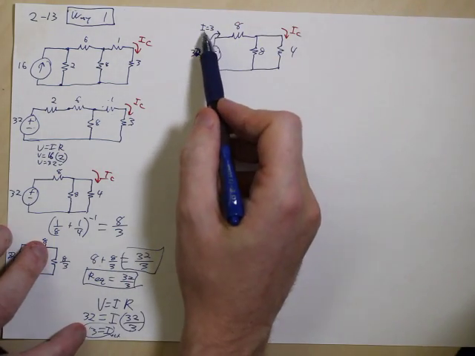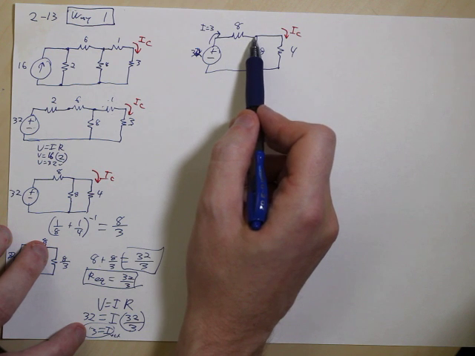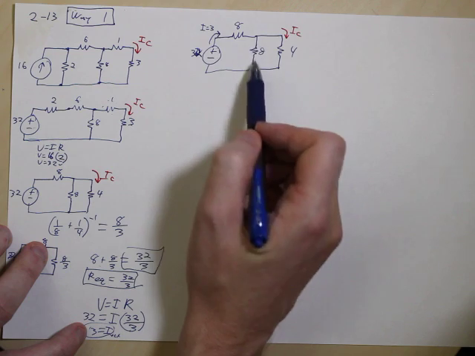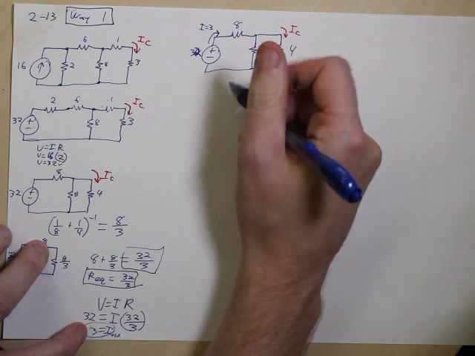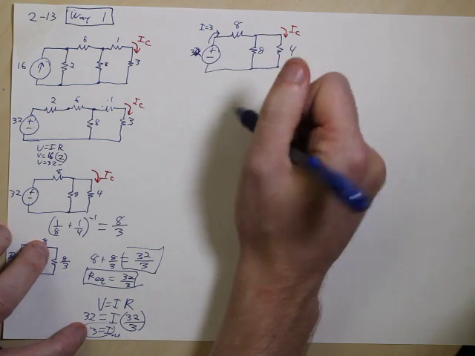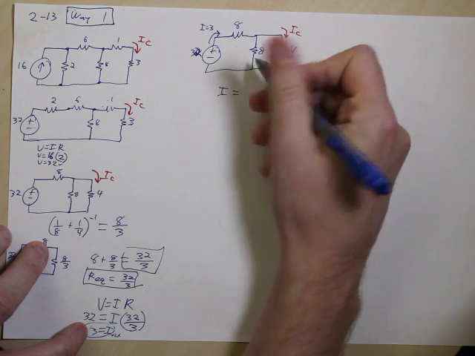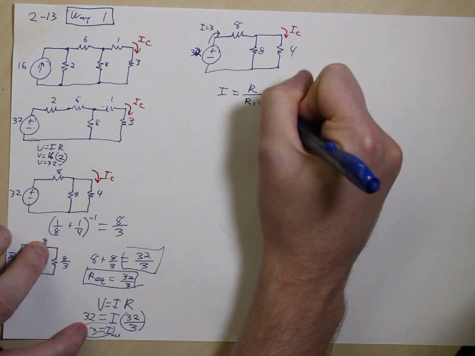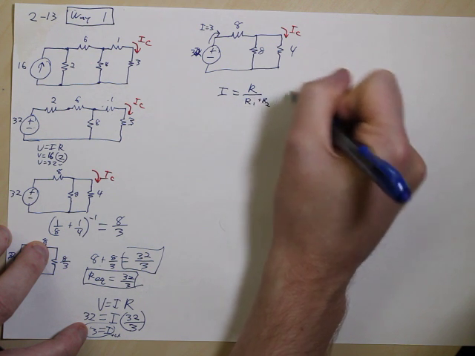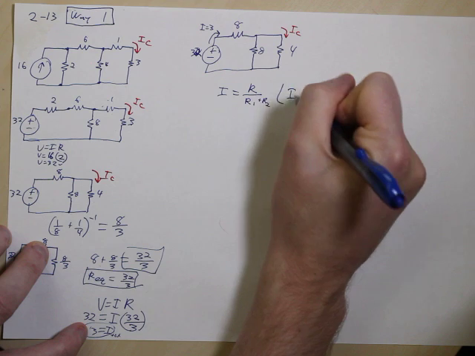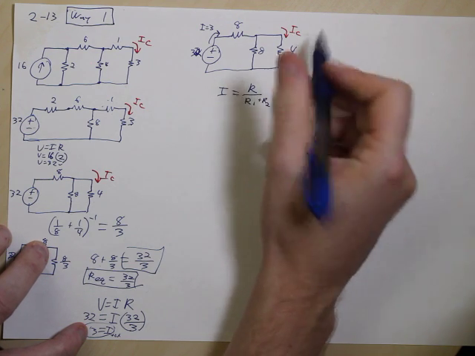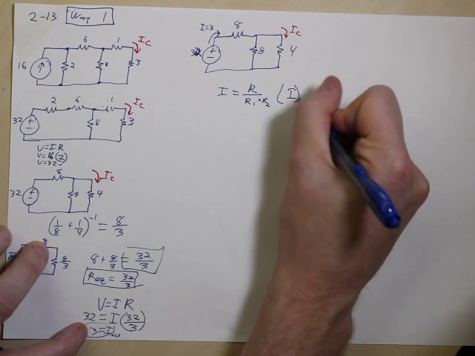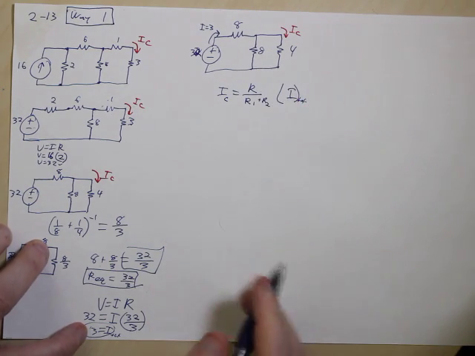So if we have 3 amps of current coming in here, what's happening? It's getting divided. How is it getting divided? How can we solve this? Well, one method of solving it is using the current divider rule. So we have I equals R over R1 plus R2 times I. And that's not the same I, that's a different I. So this is going to be I total, and this one's going to be IC.